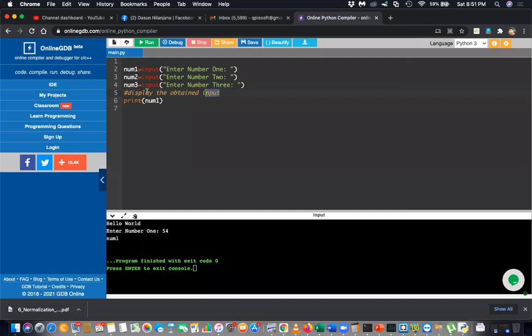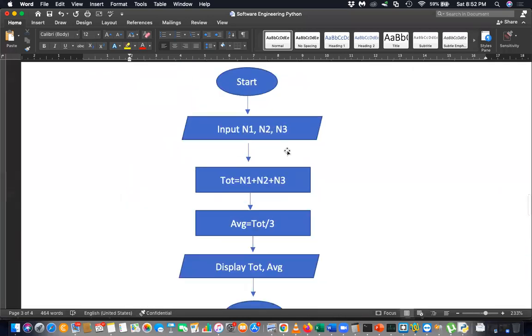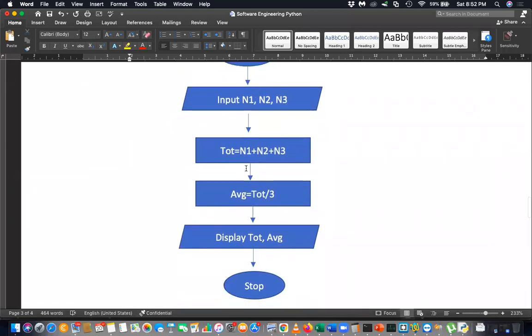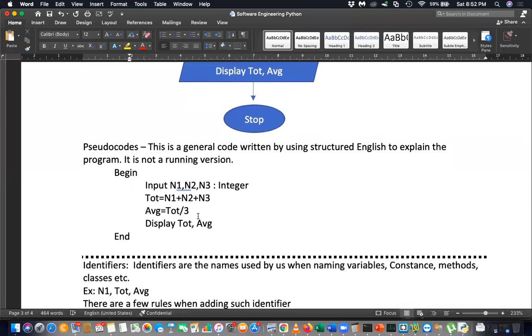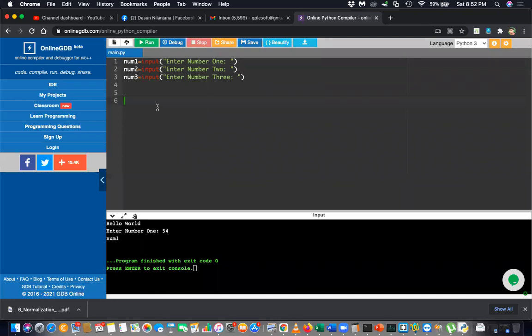Right. So when you have that, now what do you have to do? After getting these three numbers, what do you have to do? Please refer to the flow chart or pseudocode. According to the flow chart and the pseudocode, after entering three numbers, you have to find the total and average. That's what you have to do. So please refer to your plan.